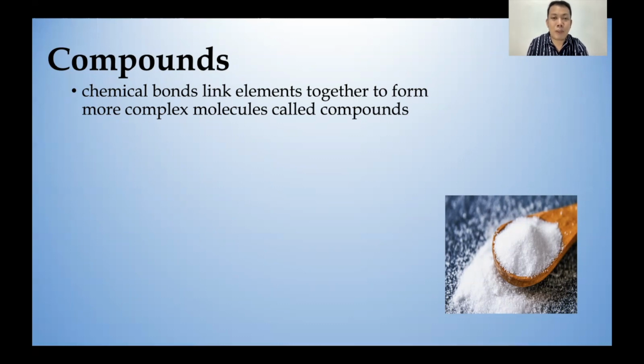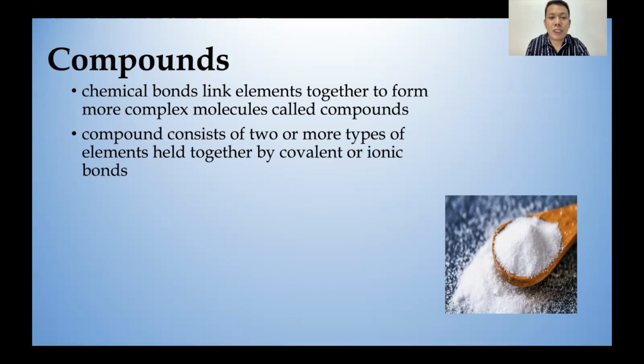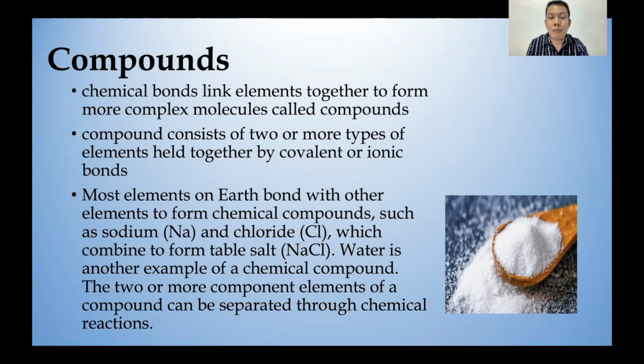Now, basically, when we speak of compounds, they are composed of elements bonded together. These bonds are known as chemical bonds. A compound consists of two or more types of elements held together by covalent or ionic bonds. Covalent and ionic bonds are basically the types of bond, and we are going to discuss that later in a separate discussion. But for the meantime, when we speak of compounds, it could be a covalent compound or an ionic compound, because covalent compounds are made by covalent bonds. Elements are bonded together with a covalent bond, and ionic compounds are bonded together with ionic bonds. Okay?